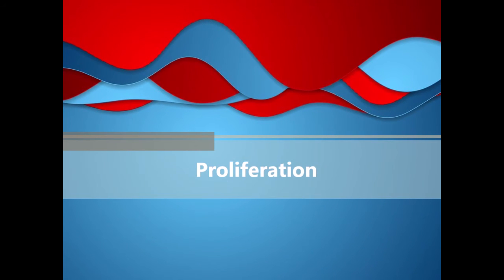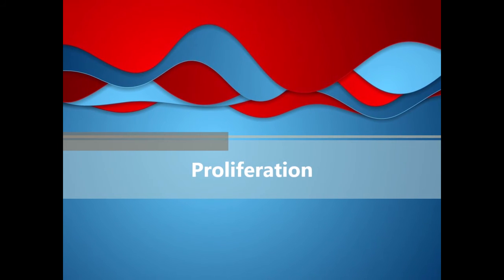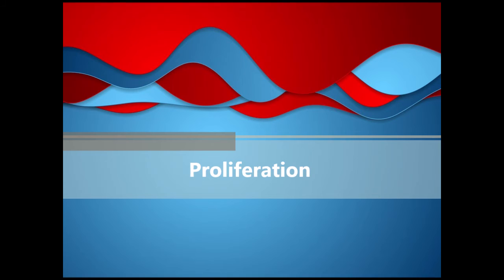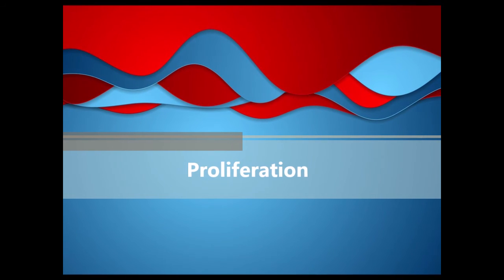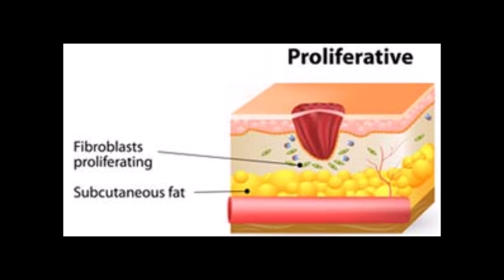The second stage is proliferation. During this phase, the tissue is rebuilt as new tissue, and blood vessels develop. During this process, the tissue looks uneven and reddish.